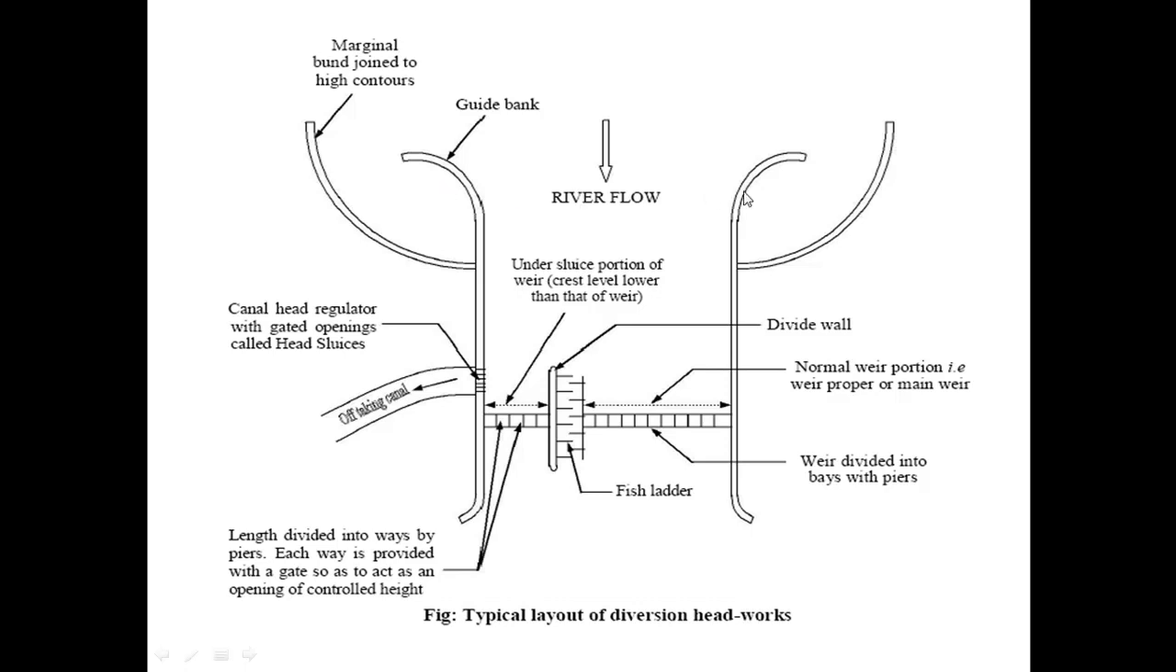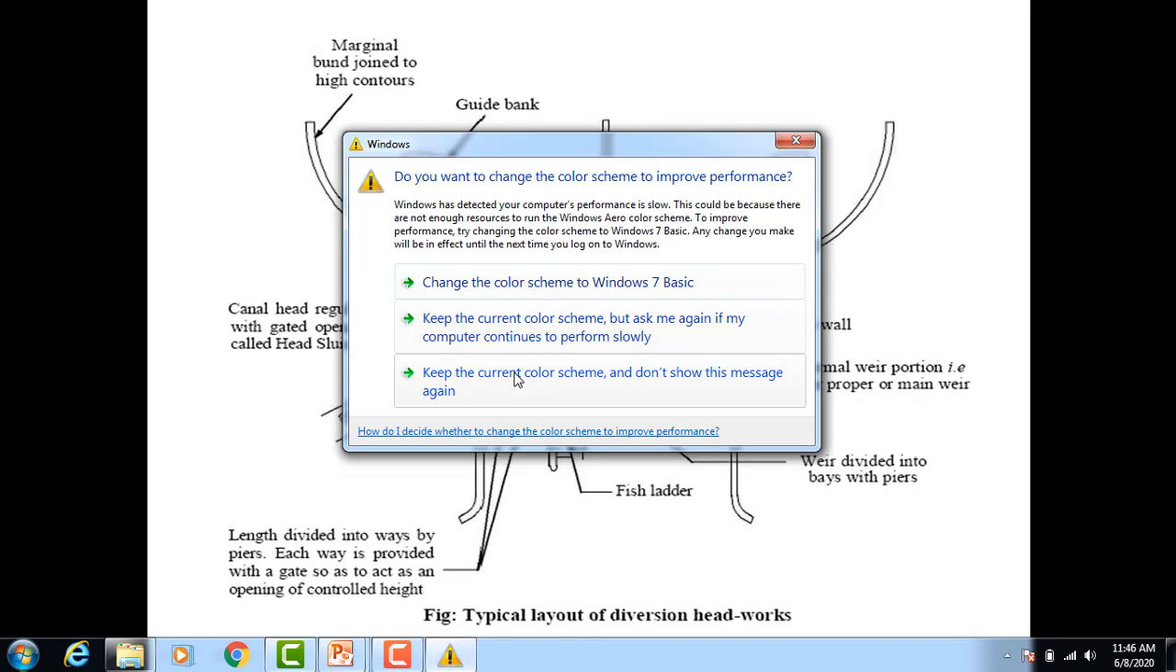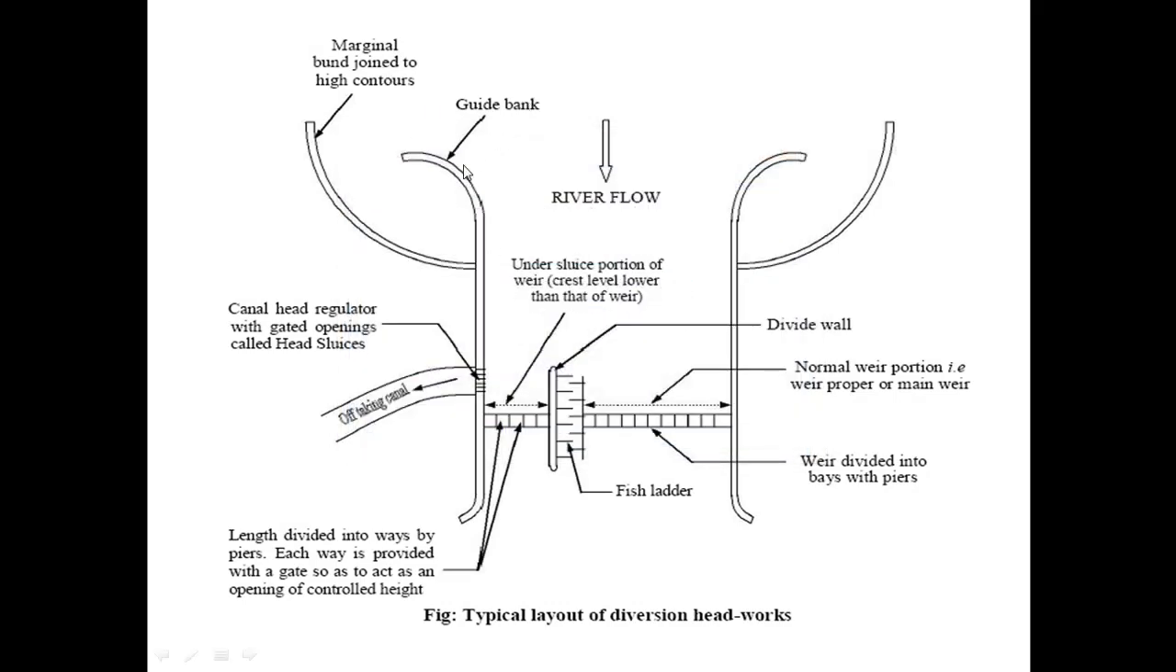The diversion headwork is constructed across the river. The river is flowing in this direction and a diversion headwork is constructed across it. These are the marginal bunds, and here is the guide bank. These are the under sluices. Under sluices are used for silt regulation works. This is the canal head regulator with gated opening called head sluices, through which the clear water is regulated into the off-taking canal. This is the divide wall.